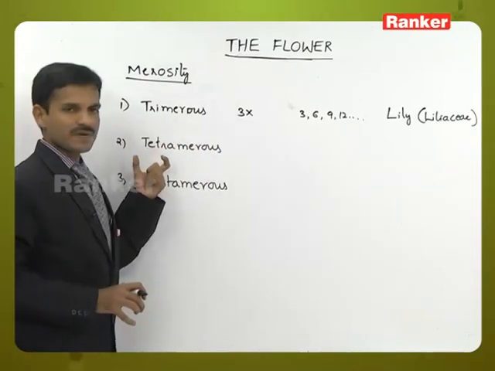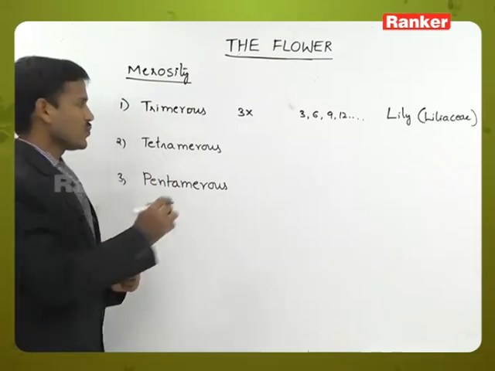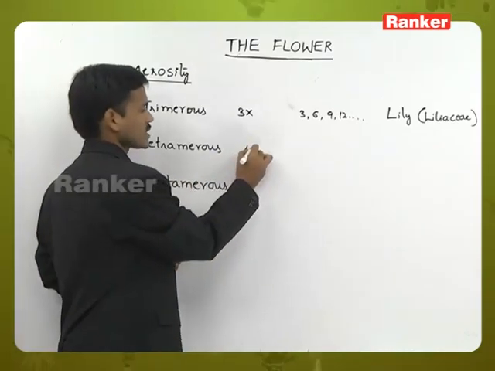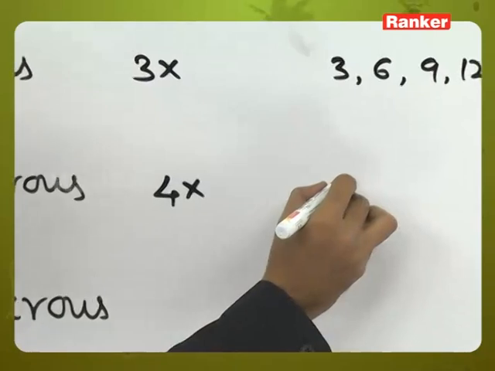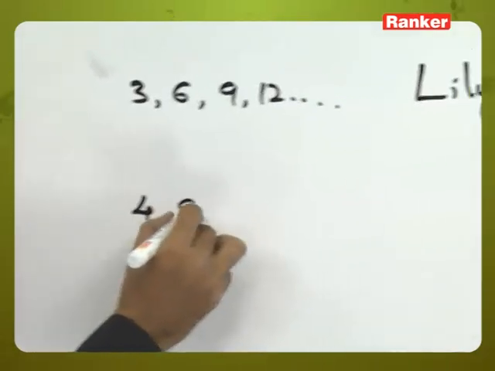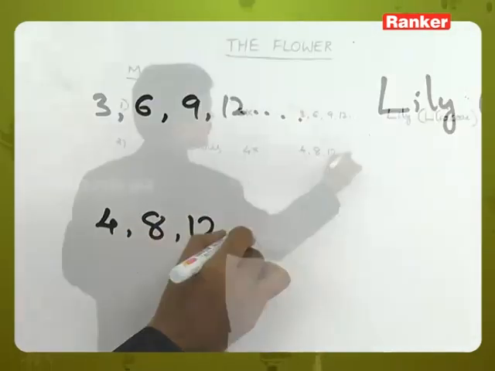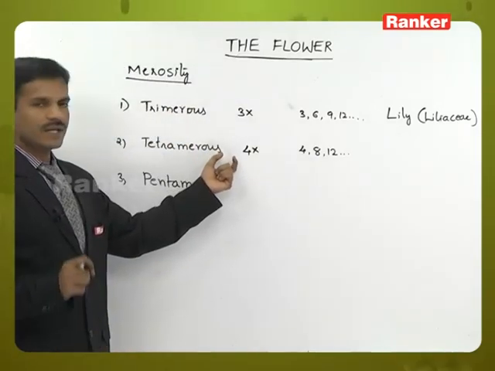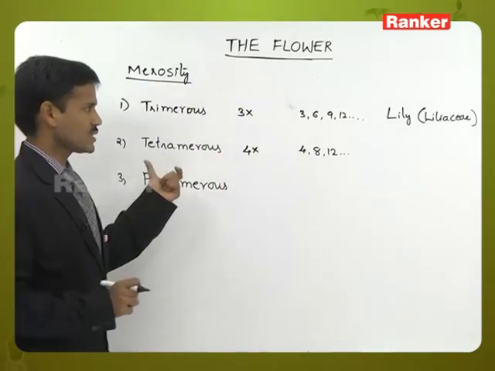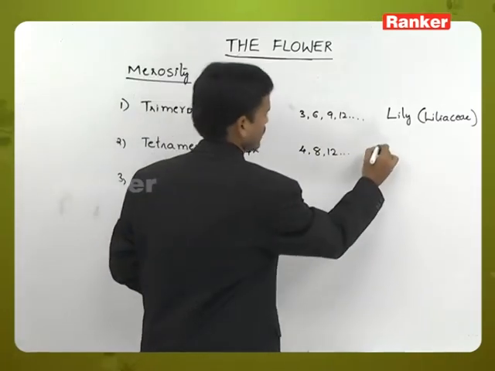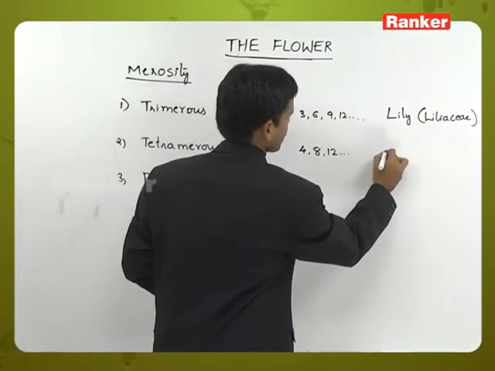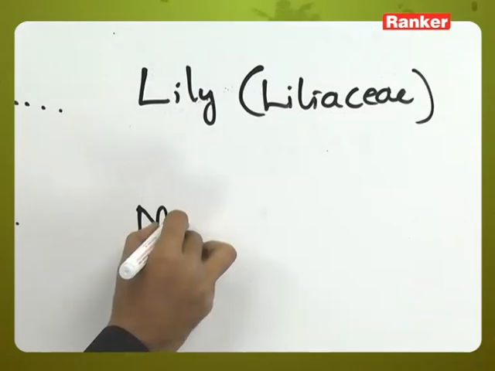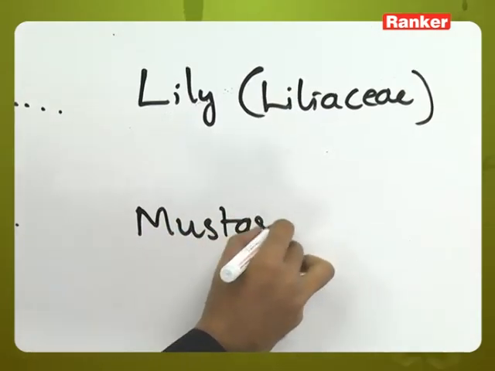Now tetramerous flowers. In each whorl, 4 floral parts are present, in multiples of 4: 4, 8, 12. So the floral parts are multiples of 4 in each whorl. That is a tetramerous flower. A tetramerous flower is observed in mustard, Brassicaceae family.